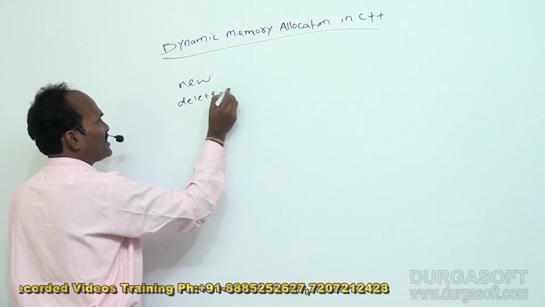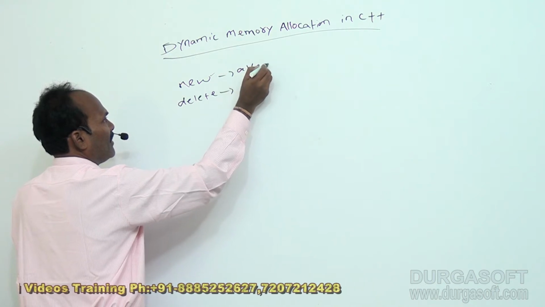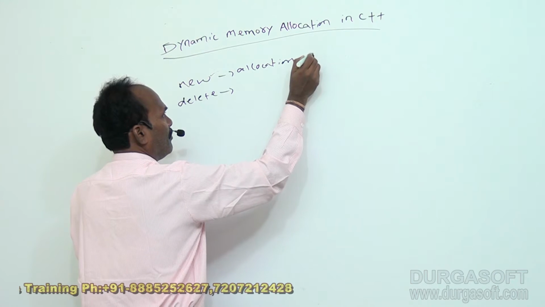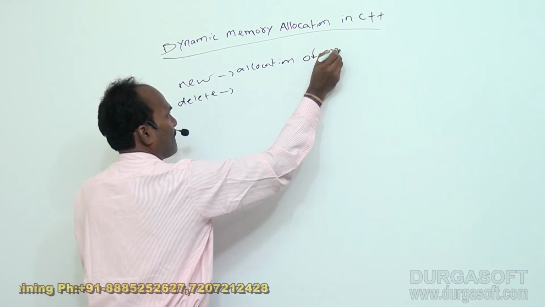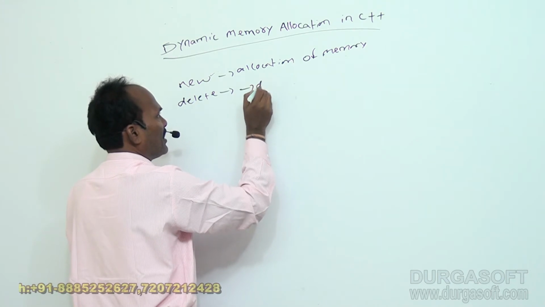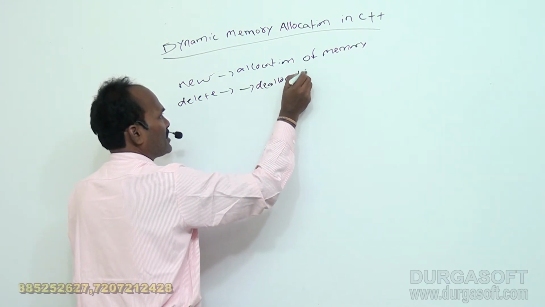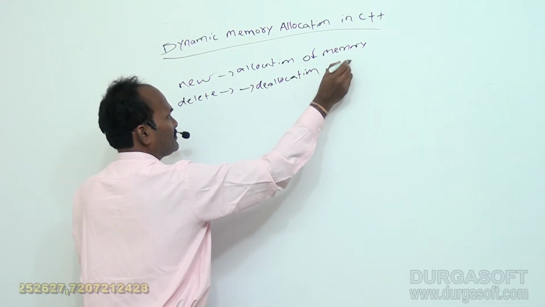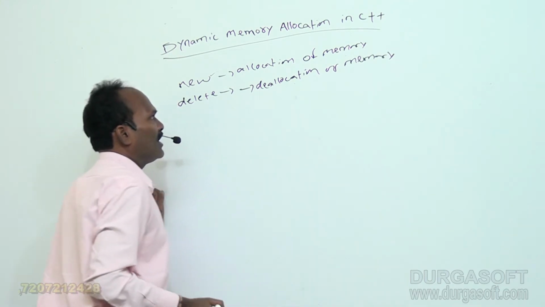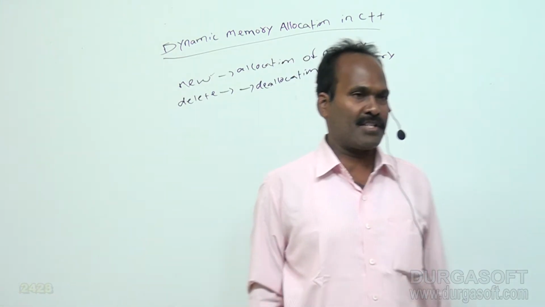The delete operator is for deallocation. New is for allocation of memory, and delete is for deallocation of memory. So I think I need not explain much about dynamic memory allocation.